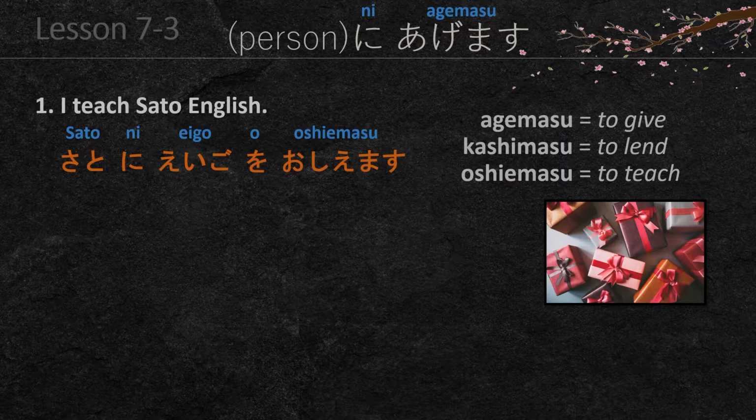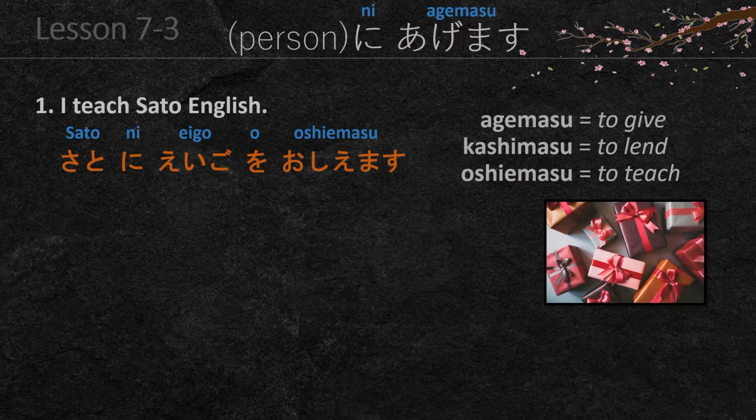But we know that we can remove watashi wa because it's the topic, and we don't always have to state the topic in Japanese. Sato ni, because Sato is who is being taught, and that's what the ni is indicating here. Eigo o, because eigo is what is being taught, and oshiemasu is our verb, to teach. So, Sato ni eigo o oshiemasu. If we make the sentence in its absolute most simple form, it would be, I teach Sato. Sato ni oshiemasu. So you could remove eigo.